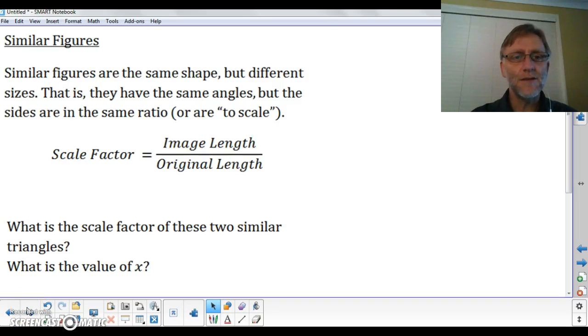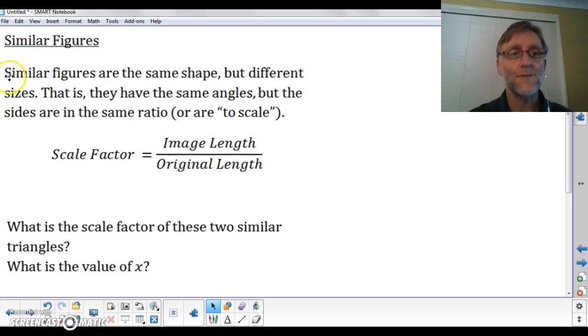Hi guys, in this video we're going to use what we know about scale diagrams to make some calculations of side lengths. Reasonably easy stuff, but we're going to be using it in the next lesson when we're talking about proving that two diagrams are similar to each other. So here are the notes.